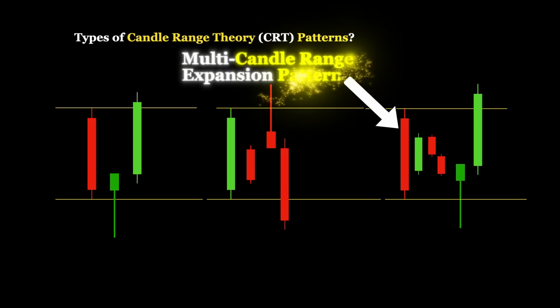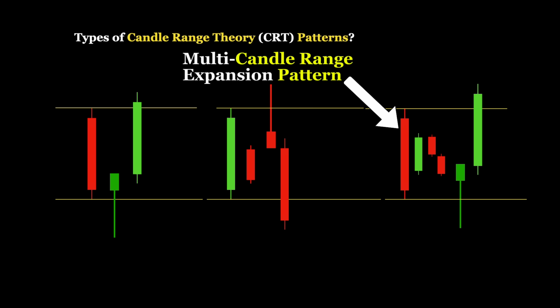Finally, let's talk about the multi-candle range expansion pattern. This one is different because instead of just 3 candles, the market takes its time, stacking multiple candles into a bigger, stronger range. The longer it takes, the more powerful the setup becomes. Why? Because smart money is quietly building positions and sucking in liquidity from both sides.